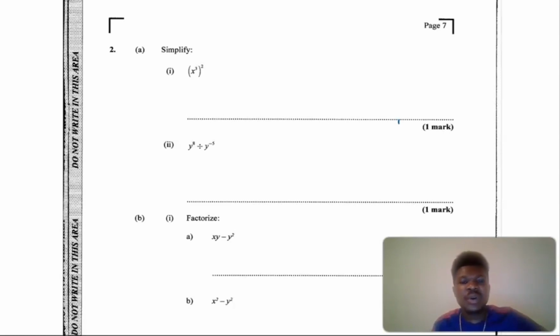power. So here we have a power raised to a power, and once we have a power raised to a power, we multiply the powers. So it's going to be x cubed 3 times 2. So this is just x to the 6th power.